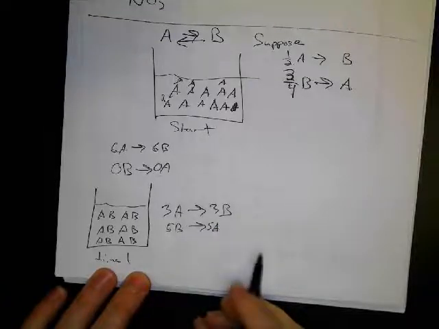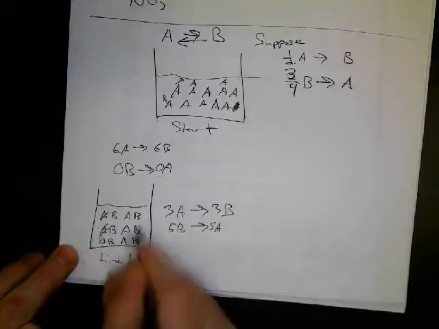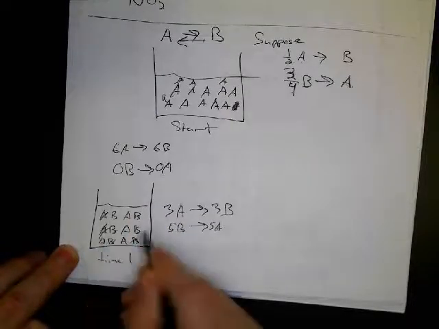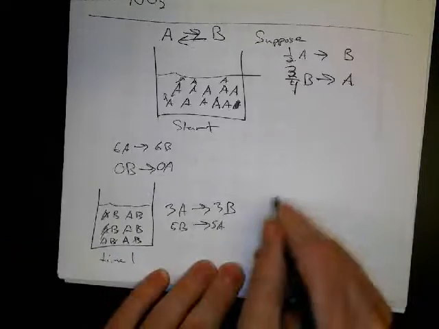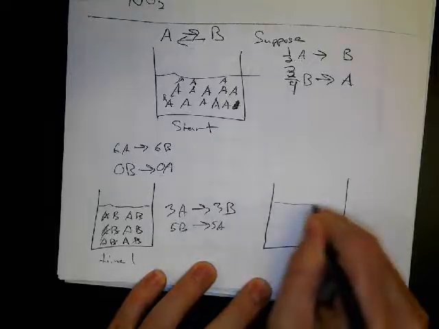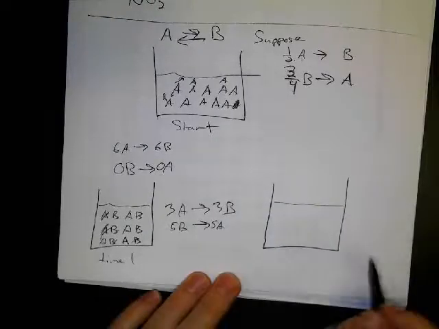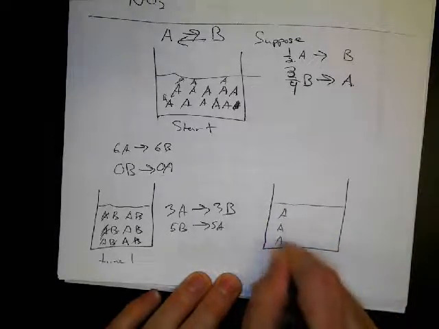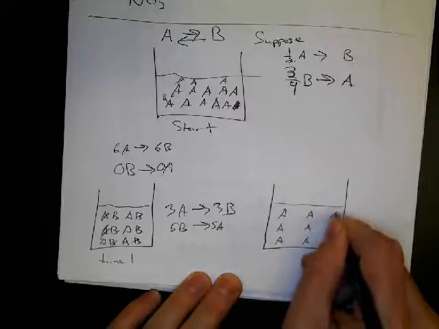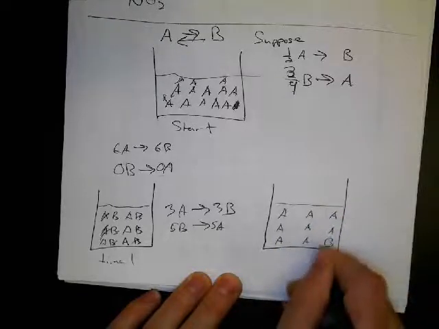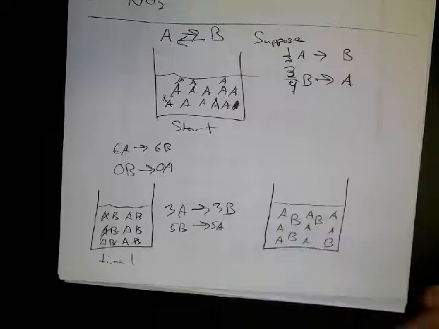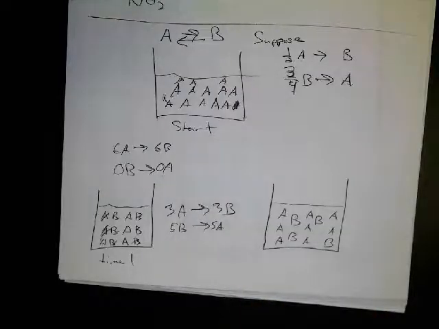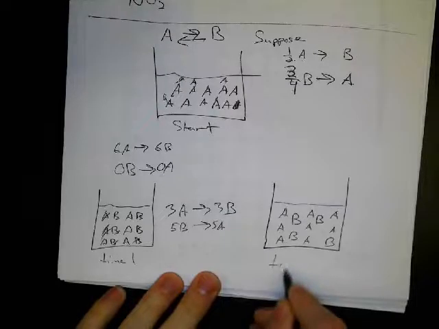All right, so I'm going to lose 3 A's and gain 3 B's, but I'm going to lose 5 B's and gain 5 A's. What will be the total change? I think it's a net gain of 2 A's. So if I started with 6 A's, I'll now have 8. So I'll have 1, 2, 3, 4, 5, 6, 7, 8, and then I'll have 4 B's. 1, 2, 3, 4. So that's what my solution is going to look like now after one more movement. Okay, so this is now, I guess, time 2. And then it'll happen again.